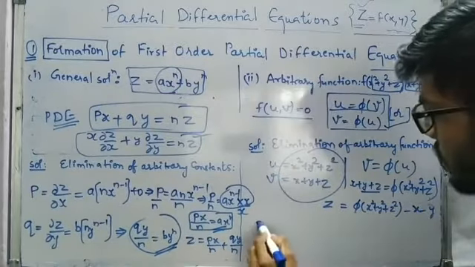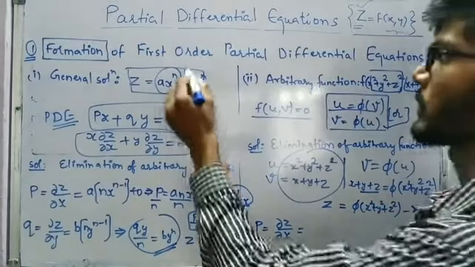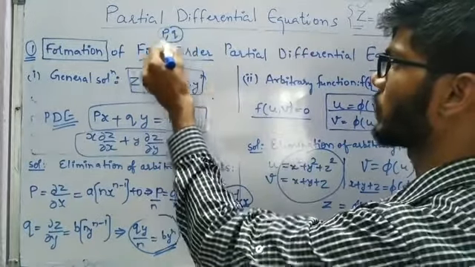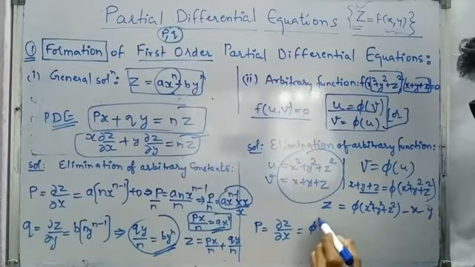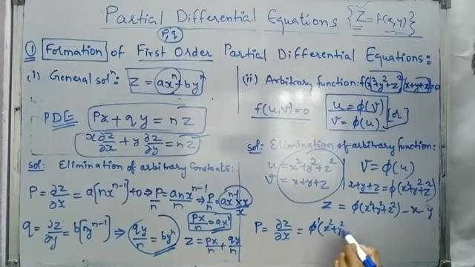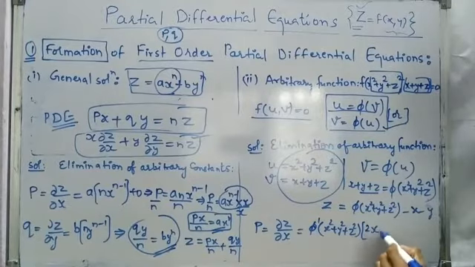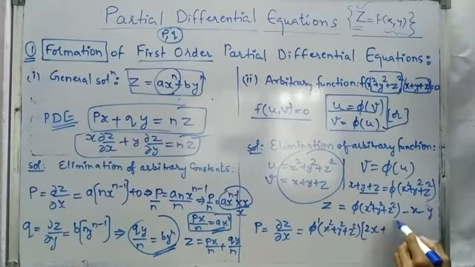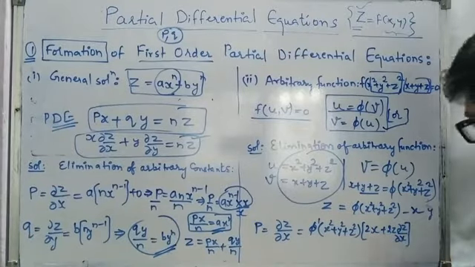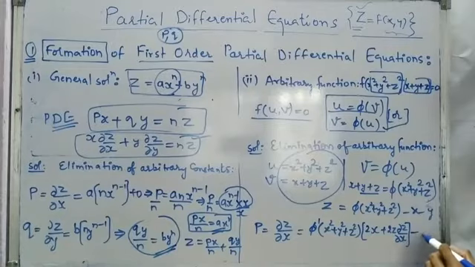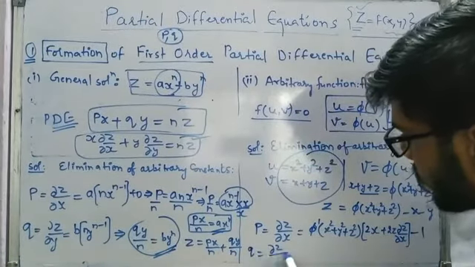Now you have to get p is equal to dou z by dou x, because whenever you are talking about first order, you have to make the equation in terms of p and q only. So p is equal to dou z by dou x, so this will be phi dash of x square plus y square plus z square, and the partial differentiation with respect to x. Differentiation of x square is 2x, and differentiation of z square is 2z dou z by dou x, because z is a function of x and y, and differentiation of x is 1, and differentiation of y will be 0. And q is equal to dou z by dou y.